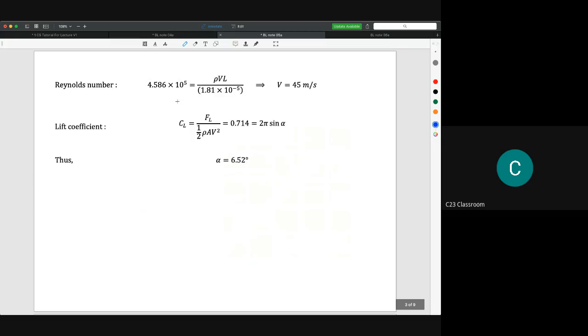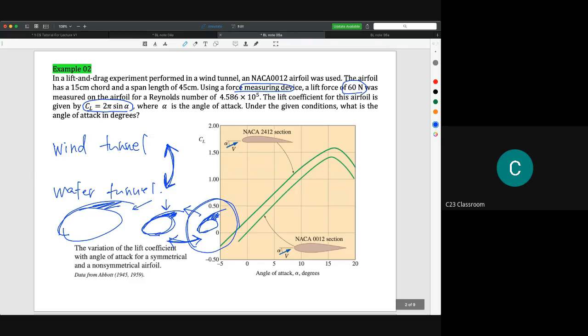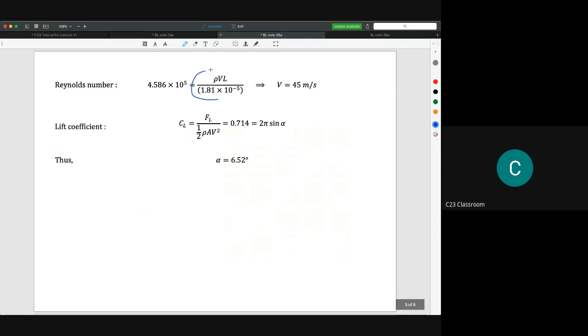So for example, this is the Reynolds number. It is given that the Reynolds number is 4.5. So we compare with the equation here. So we could get that the velocity is 45 meter per second. So we are using this equation, and then we equalize with the equation for the lift coefficient given in the question. This is actually the common aerofoil, the normal aerofoil sinusoidal curve actually. So we found that the angle of attack alpha is 6.52 degree.